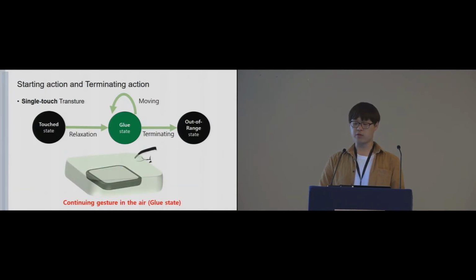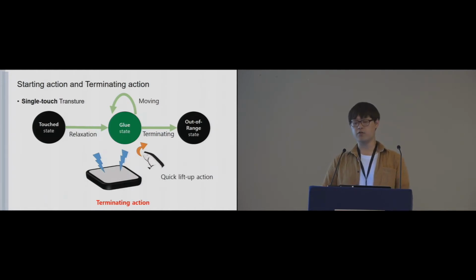Then a user can do a continuing gesture in the air. After that, if a user wants to kill a gesture, a user can do a quick lift up gesture as a terminating action. When the glue state is done, the same as the starting of the glue state, haptic feedback is given to a user.